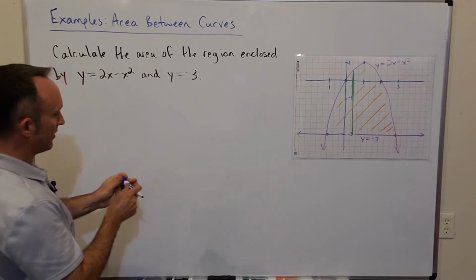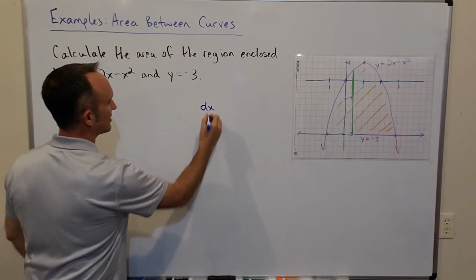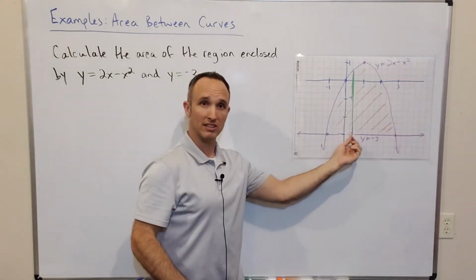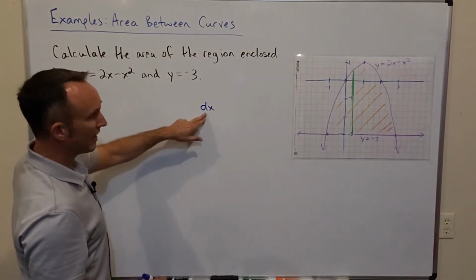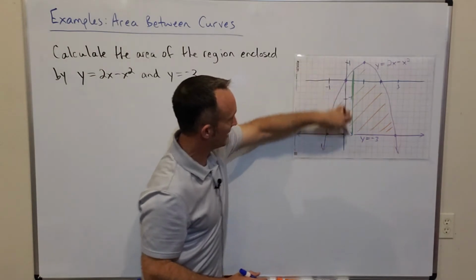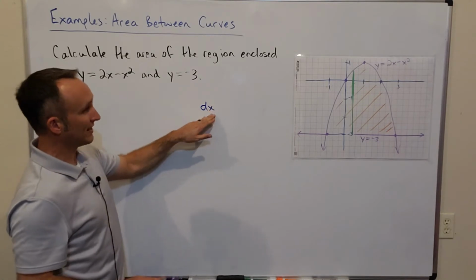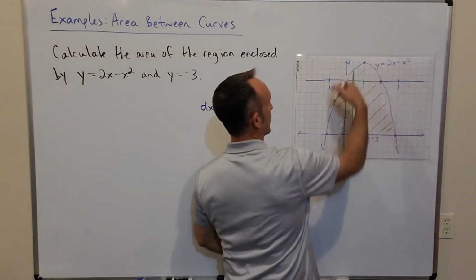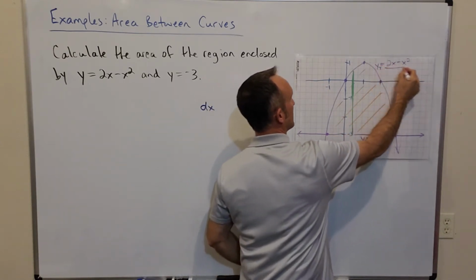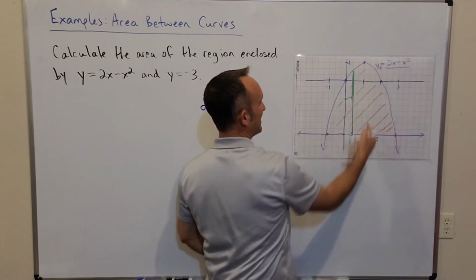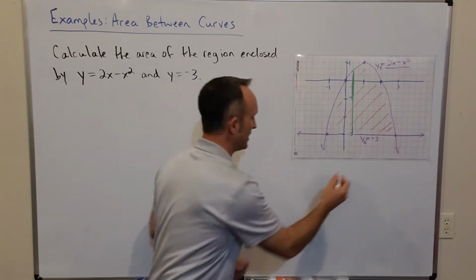So the area of that rectangle is going to be the width, which is dx, because the width is measured horizontally. It's a change in x. Infinitely thin, dx. The height is going to be the top y minus the bottom y. And they need to be in terms of x. So the top y is the parabola, so I'll label that y with a subscript of t, and that's literally 2x minus x squared. Minus the bottom y, right? You go from the parabola down to the horizontal line, which is -3.